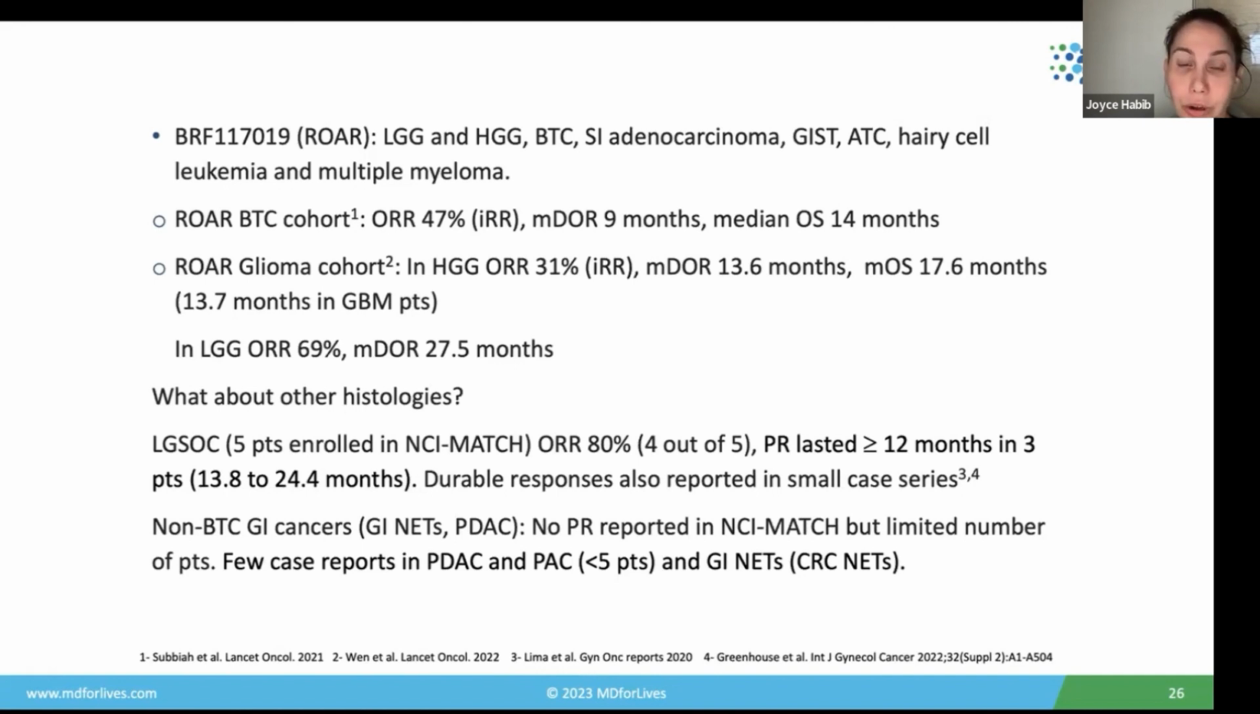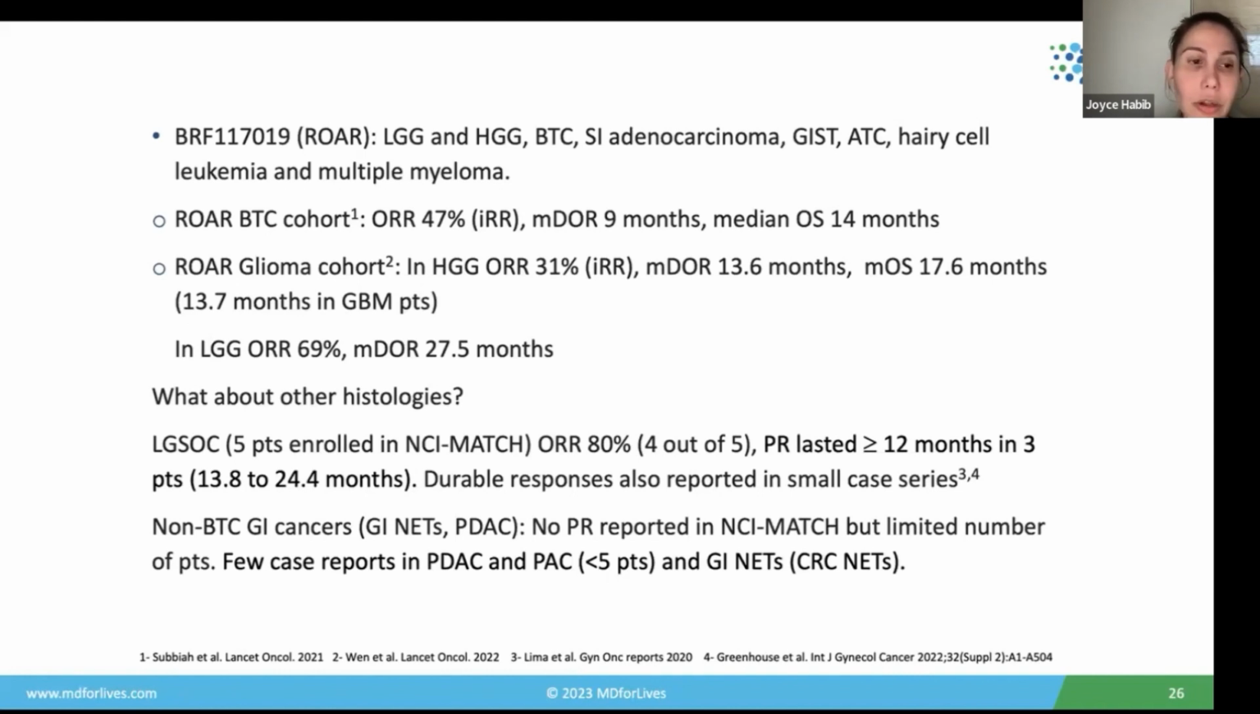In the glioma cohort, there was also impressive activity in the high-grade glioma, with an overall response rate of 31% and a median overall survival of 17.6 months, including 13.7 months for patients with GBM. And just to give you that perspective, with cytotoxic chemotherapy, we're not even able to achieve a 10% response rate in high-grade glioma. So that is very compelling data. And in low-grade glioma, the response rate was even higher.